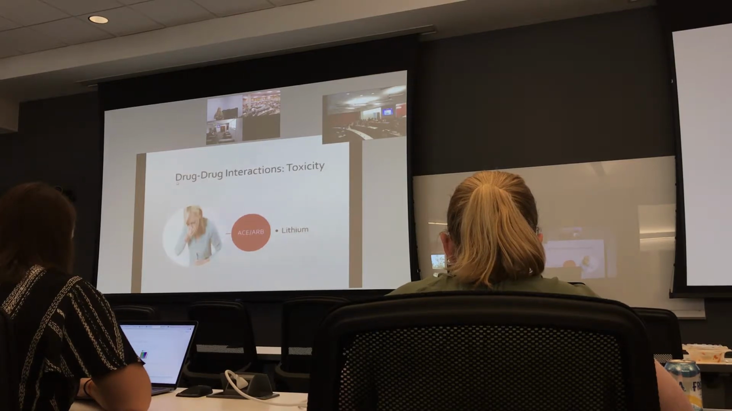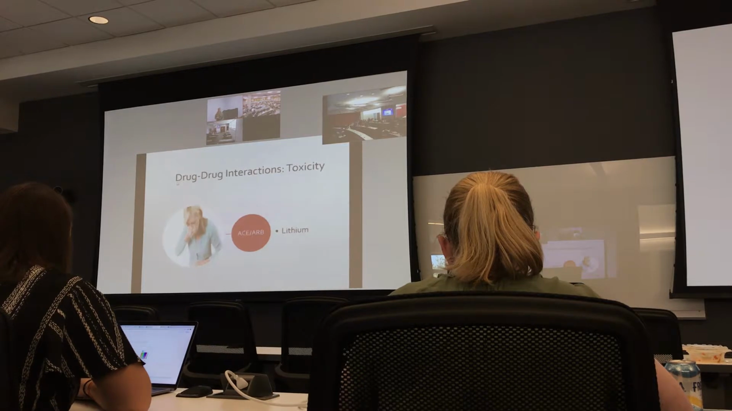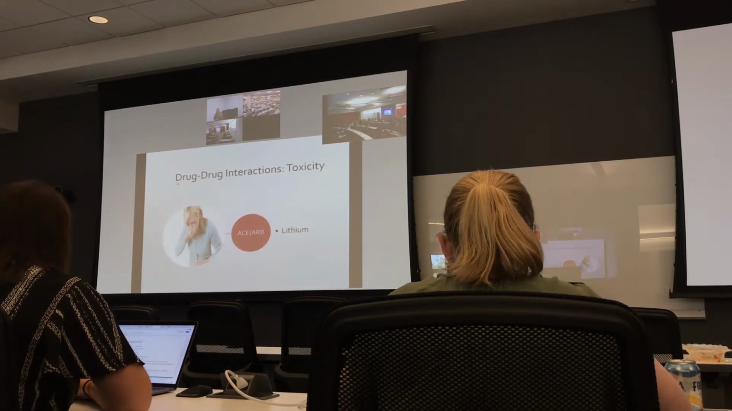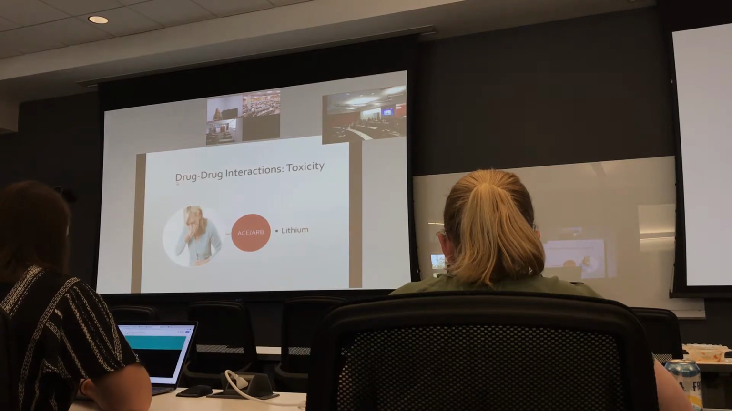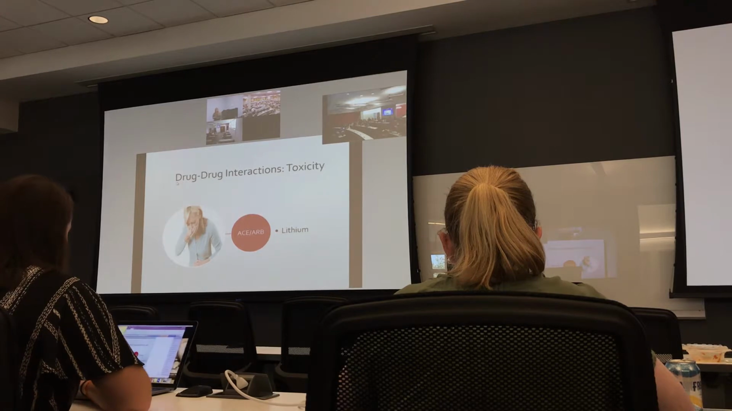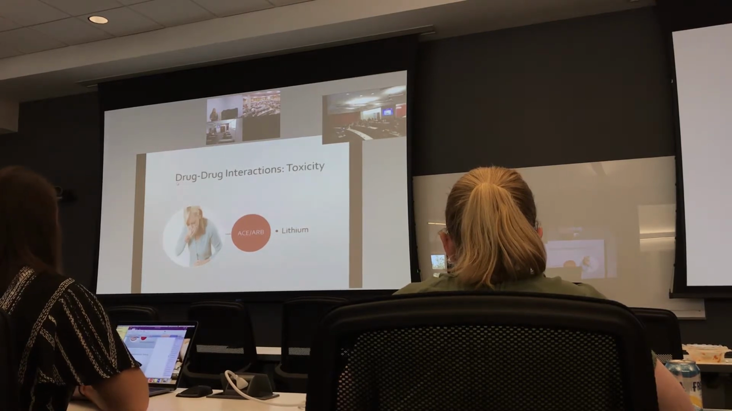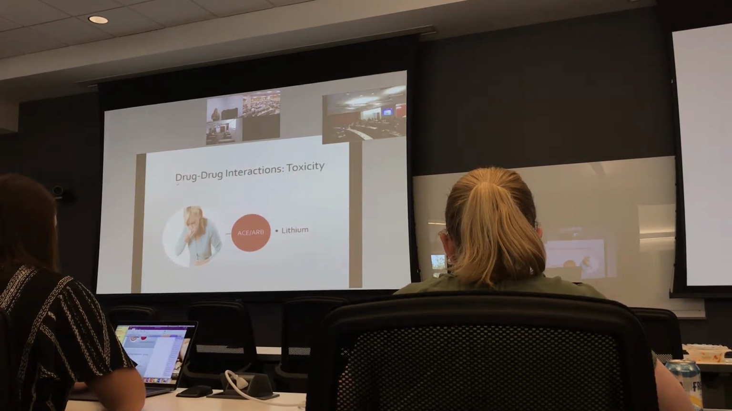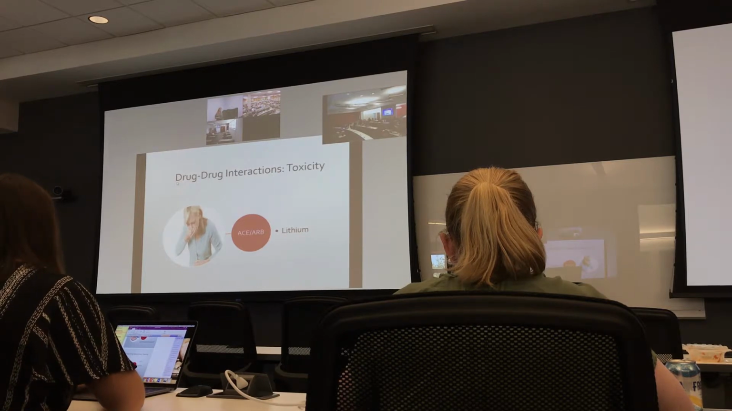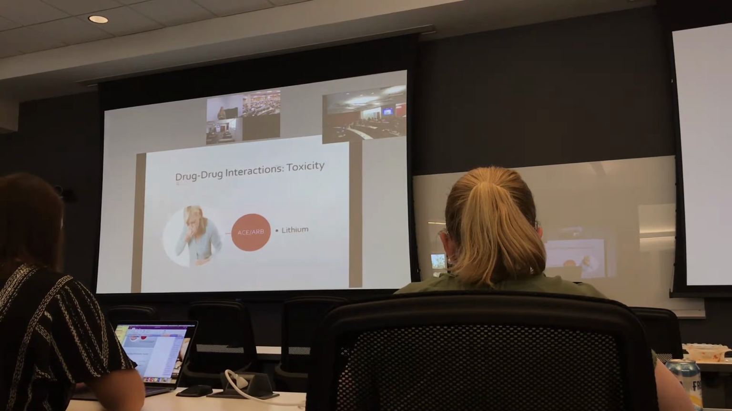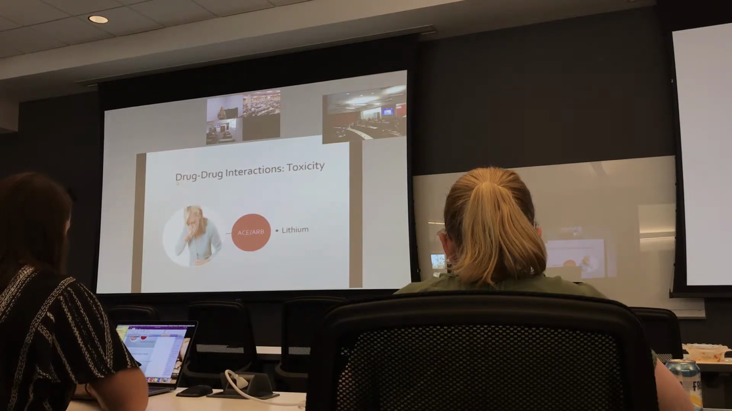Is this something we know? Maybe not. Lithium toxicity typically presents as nausea, vomiting, diarrhea, that whole GI situation, muscle weakness, drowsiness, tremor. Okay. So ACE inhibitors and lithium carry a risk for toxicity because lithium is a narrow therapeutic drug.